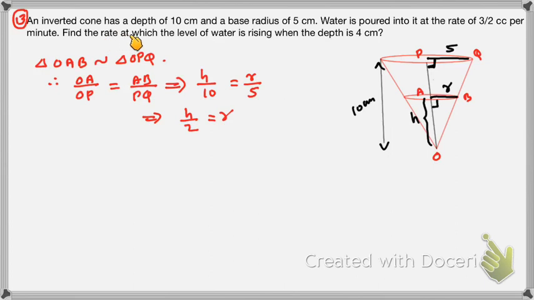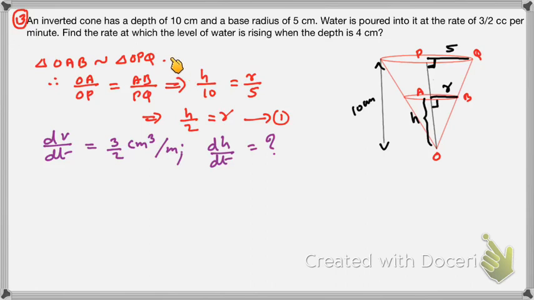Now what's my question? Find the rate at which the level of water is rising when the depth is 4 centimeters. So I'm going to write these rates of change. They said water is being poured into this at the rate of 3 by 2 cubic centimeters per minute. That's the rate of change of volume, so that's going to be dV by dt. dV by dt is 3 by 2 centimeters cubed per minute. What am I looking for? Trying to find out the rate at which the level of water is rising. That is dH by dt is equal to question mark. That's what I'm trying to find out, the rate at which the height is increasing.